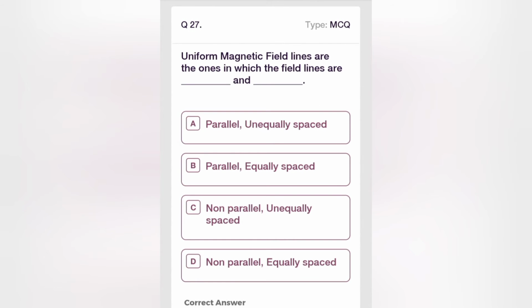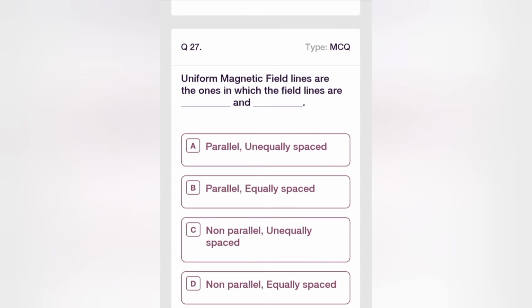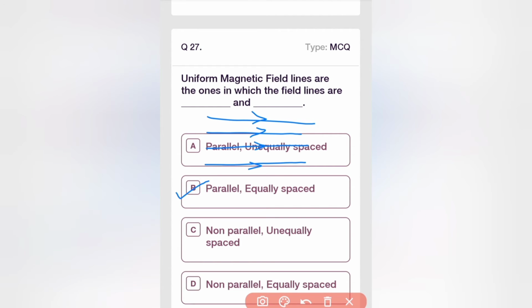Uniform magnetic fields are the ones in which the field lines are dash and dash. So here, when can we say that the magnetic field is uniform? If they are equally spaced and they are parallel to each other. Option B, parallel and equally spaced. Only then we can say it is a uniform magnetic field.